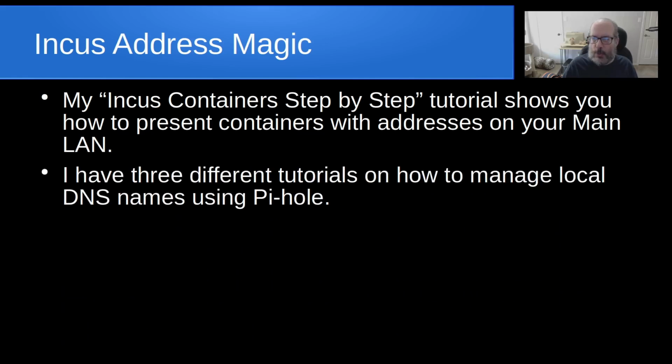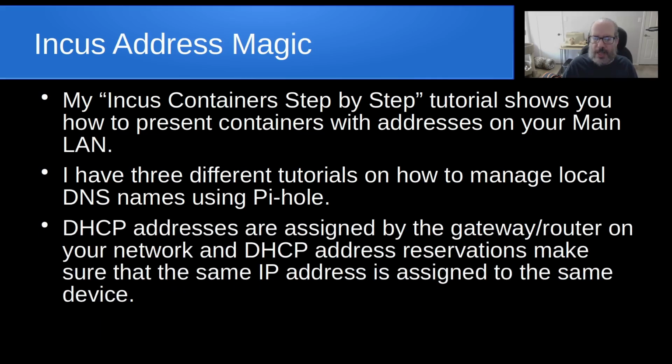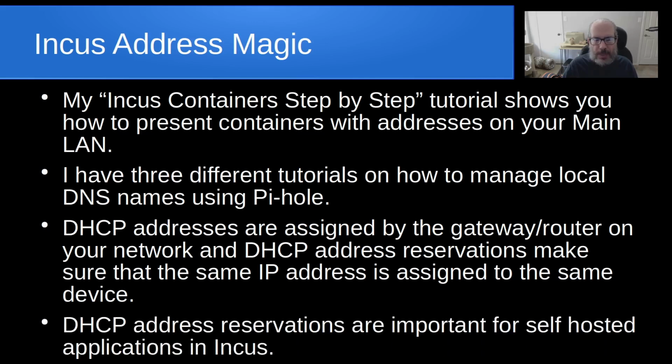I have 3 different tutorials on how to manage local DNS names using Pi-hole, and one of them even addresses Windows. So DHCP addresses are assigned by the gateway or router on your network, and DHCP Address Reservations make sure that the same IP address is assigned to the same device whenever it appears on your network. So DHCP address reservations are important for self-hosted applications in Incus, and they're also very important for things like the use of the Nginx proxy manager, which relies on addresses being consistent.